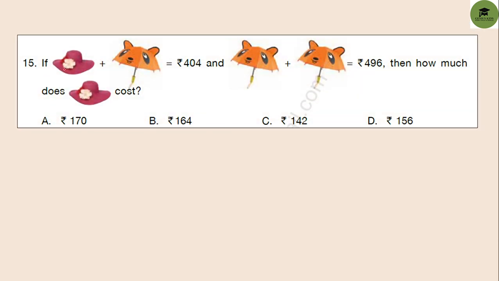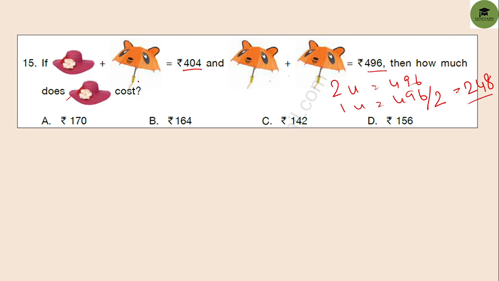Next one. If this cap plus umbrella is 404 and two umbrellas is 496, then how much does this cap cost? So two umbrellas, I put as U, is 496. So what is the cost of one umbrella? It will be 496 divided by 2, and that will give you 248. So one umbrella is 248.